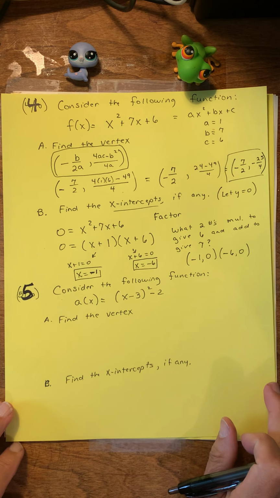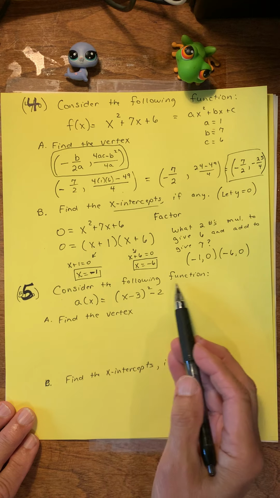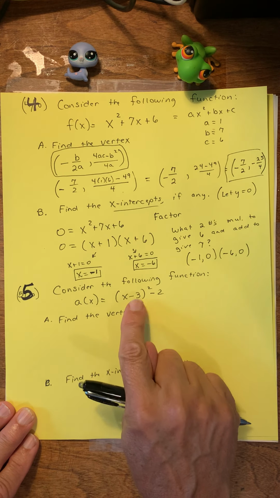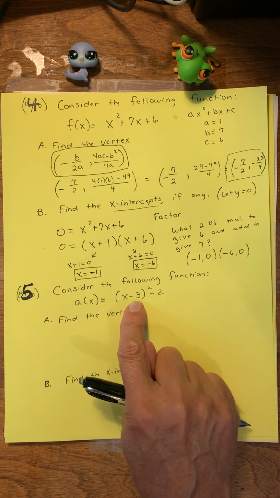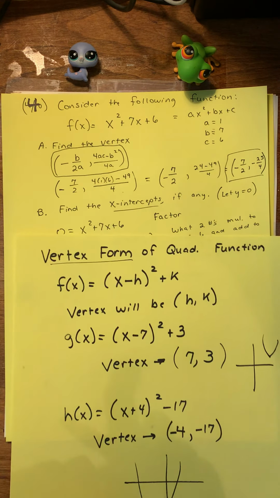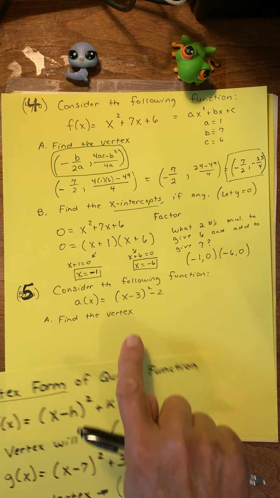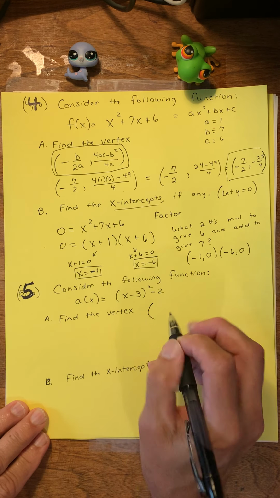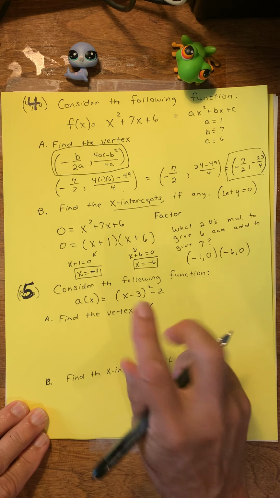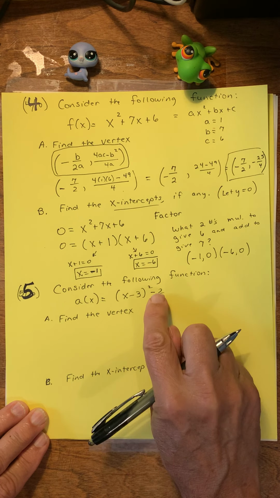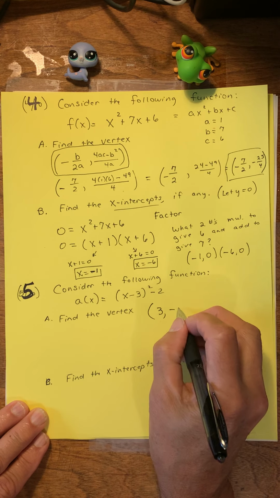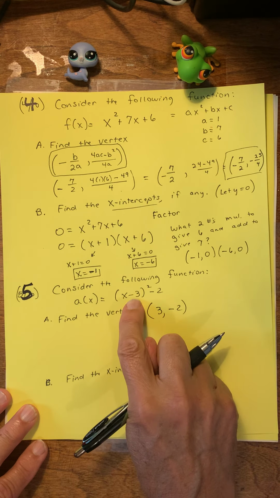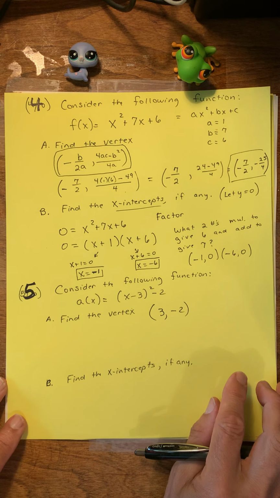All right, let's consider one last problem. Consider the following function. Find the vertex. Hey, note, this is in vertex form. Vertex form looks like this. That's what we got right here. So my vertex is simply the opposite of this number and exactly that number. Hey, that was pretty easy. So just take the opposite of this number and that number, and I got my vertex.